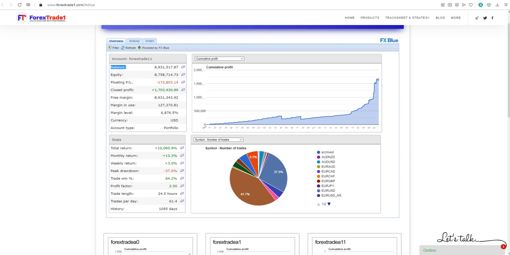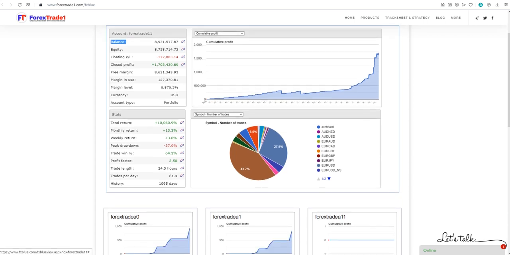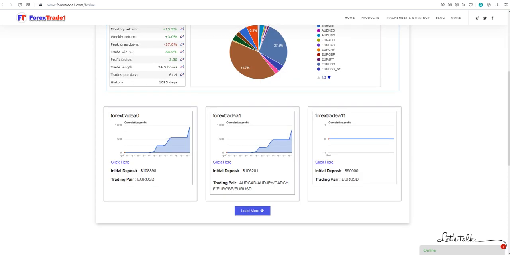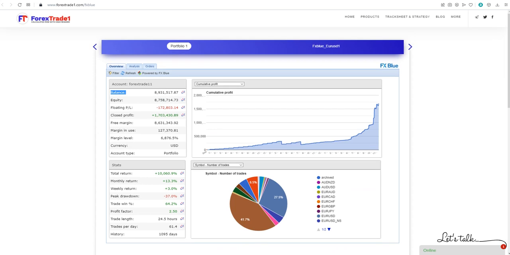And total return, almost 10,000% return is achieved there, monthly return, weekly return, whatever the pairs are traded, and whatever the strategies and the accounts are connected, all these details are available.